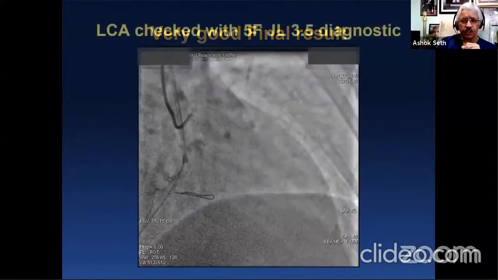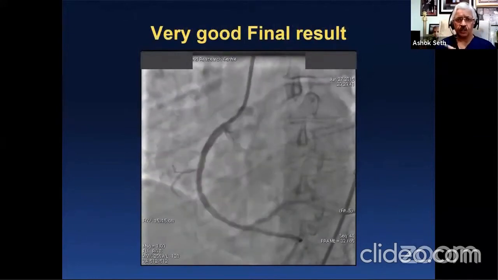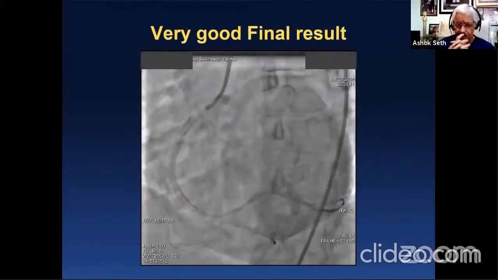I think I'm going to actually stop here. Okay, just let me show you the final results. I think it's always worth seeing the final result once you have such an issue, and that yes, both those vessels are flowing and stented.